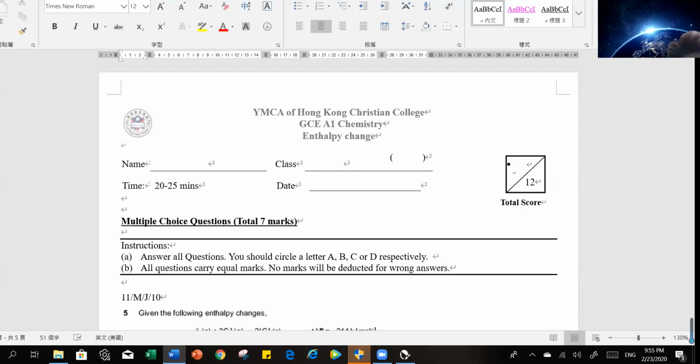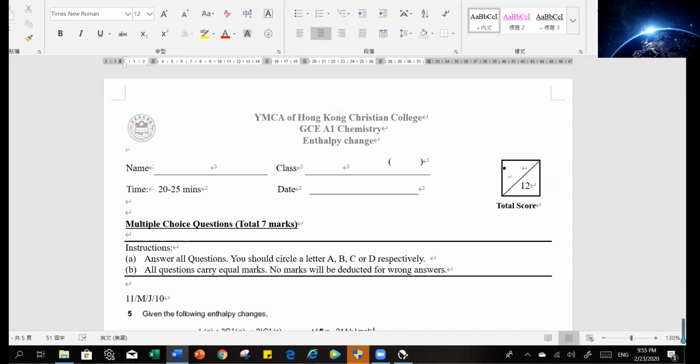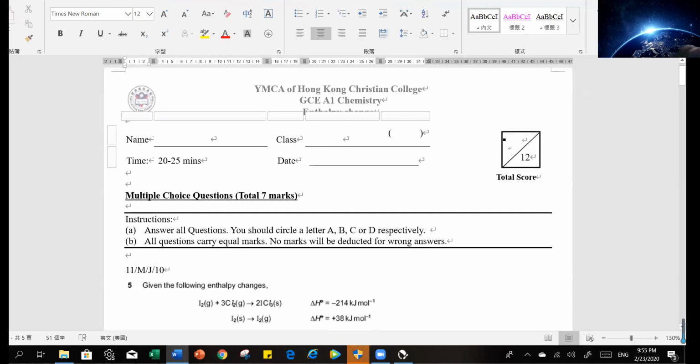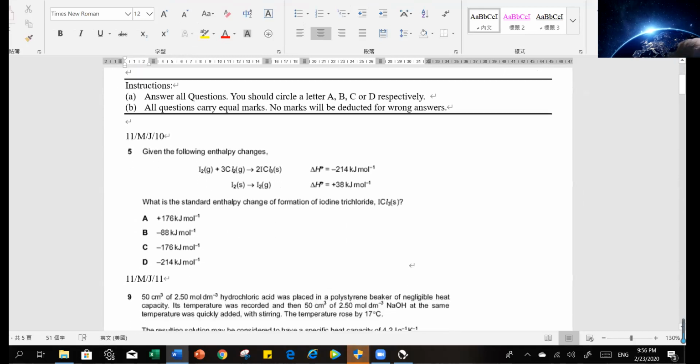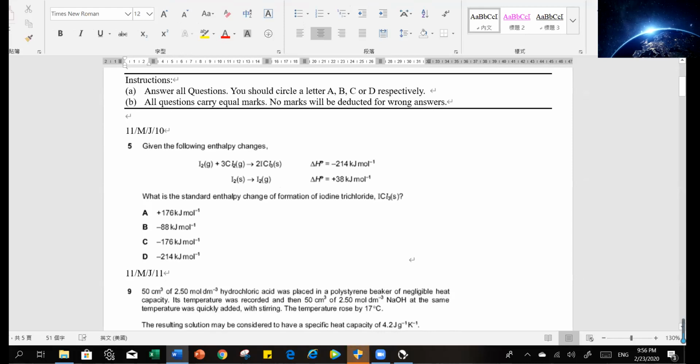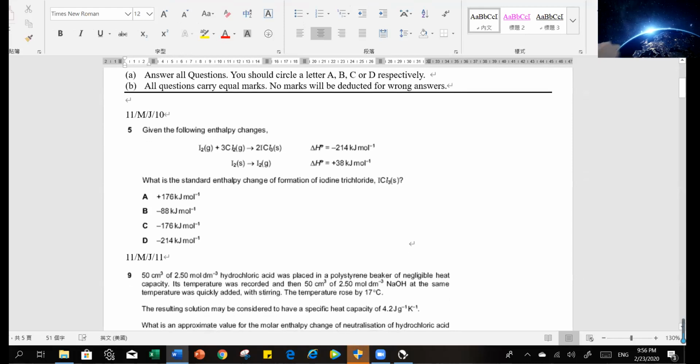Hello everyone. Today I want to talk about these worksheets, the enthalpy change worksheets that I gave you before. I hope you have tried the questions because I'm going to go through all of them with you. Okay, let's take a look at the first one.